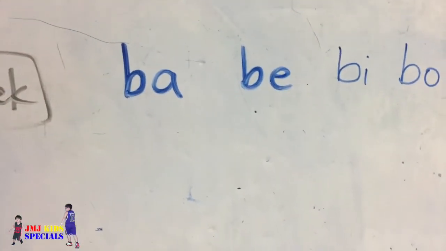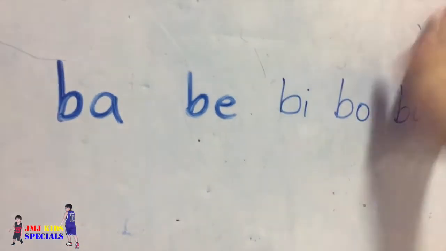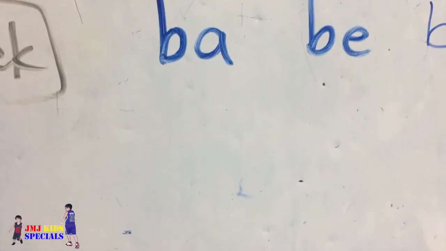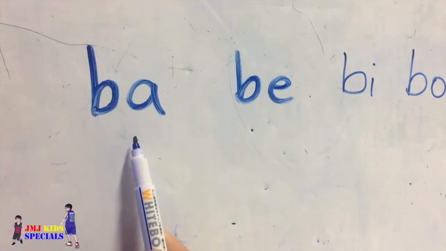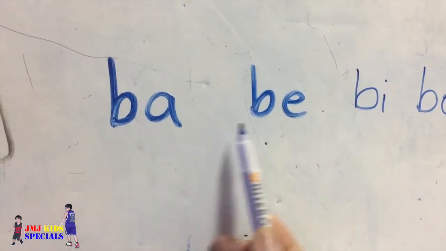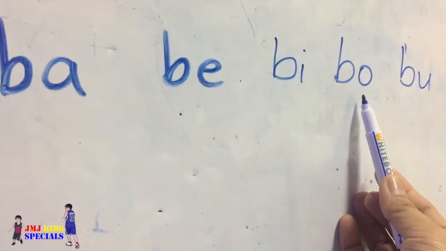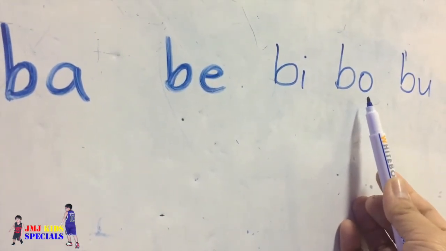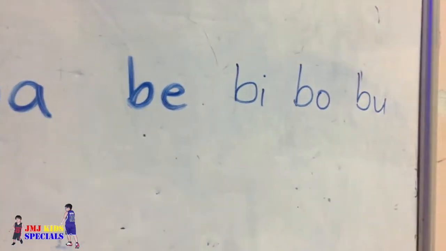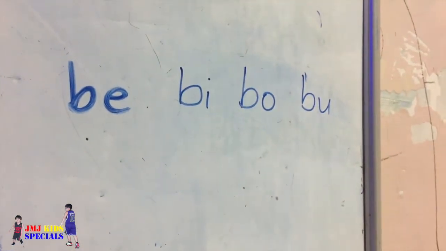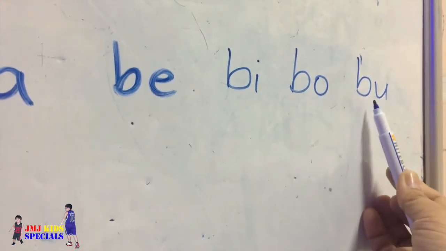Okay, you're going to read ba, baby, bobo, MJ. Now, let's read first. Ready? Okay. First, read. Ba. Where's letter B? Where's the sound of B? Oh, like this. Very good. Again? Bo. Very good. How about this one?